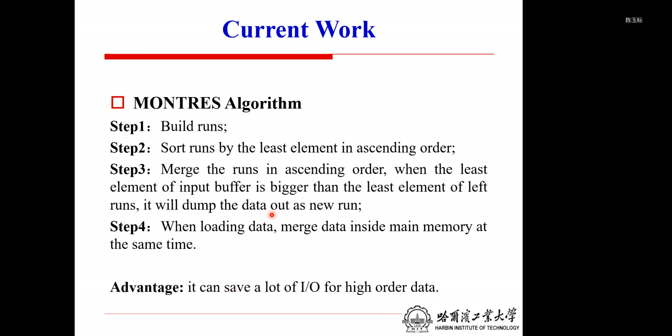Compared with FSSort, Montrose is a real one-pass scan sort algorithm. Its main process can be divided into 4 steps. Step 1, build rounds. Step 2, sort rounds by the last element in ascending order. It is the same as FSSort. Step 3, merge the rounds in ascending order. When the last element of the input buffer is bigger than the last element of the remaining rounds, it will dump the data out as a new round. Step 4, load rounds and merge data inside the memory at the same time, which is called merge on the fly.